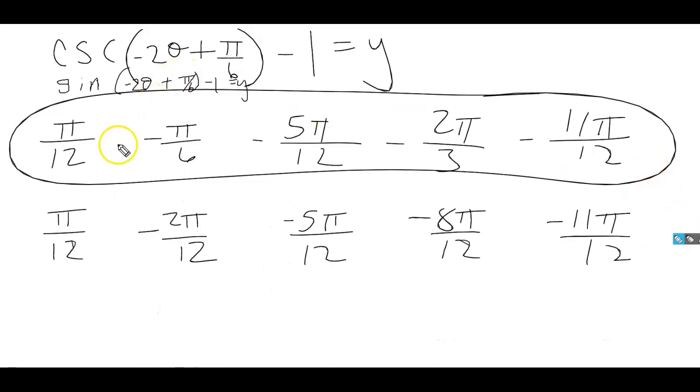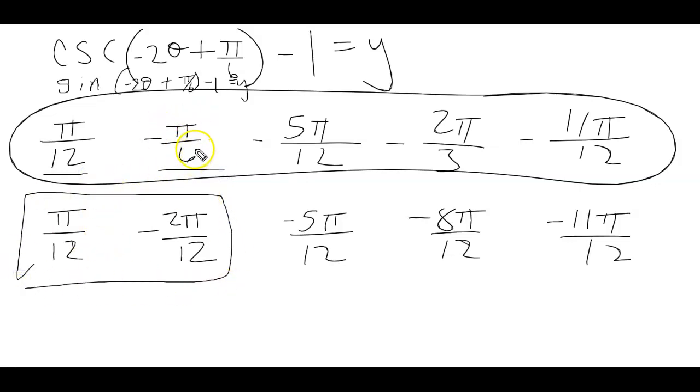So here's the final answer. Our first 2 angles were pi over 12 and negative pi over 6. I got them to have a common denominator here. If you take this fraction and multiply the top and bottom by 2, you get 2 pi over 12. And then you can see we're going from a positive 1 to a negative 2 in the numerator. So that means we're going down by 3 pi in the numerator with a denominator of 12. So to go from 1 to negative 2, that's going down by 3. So every time we're going down by 3 pi over 12.